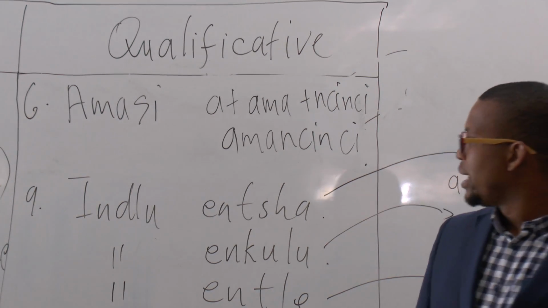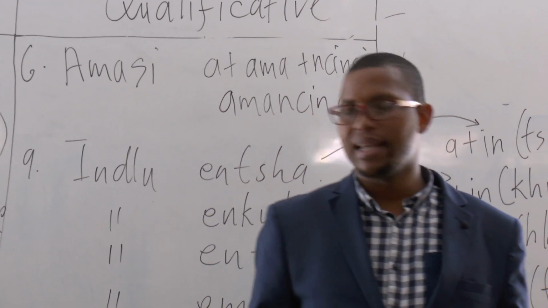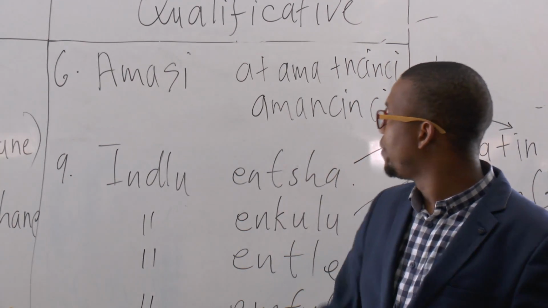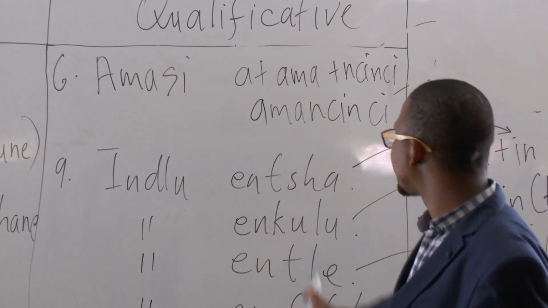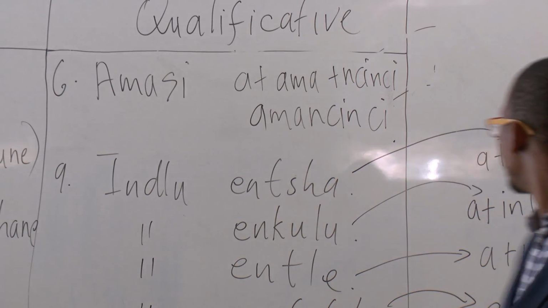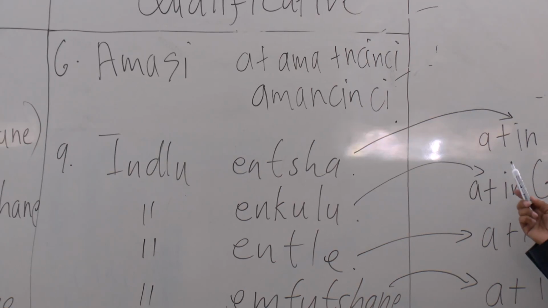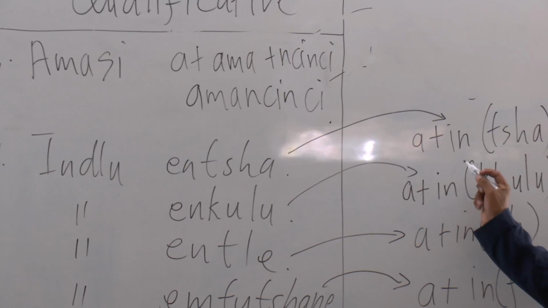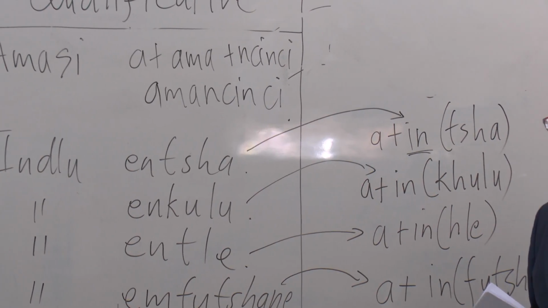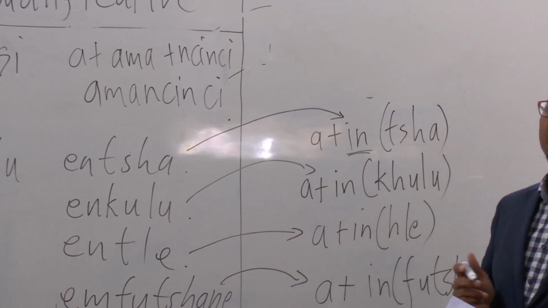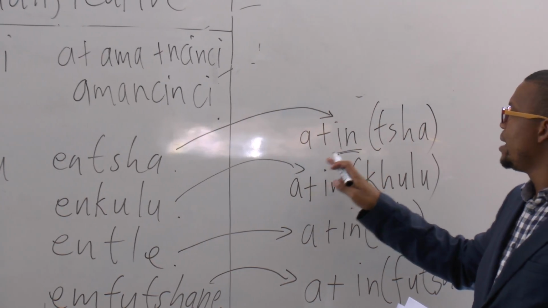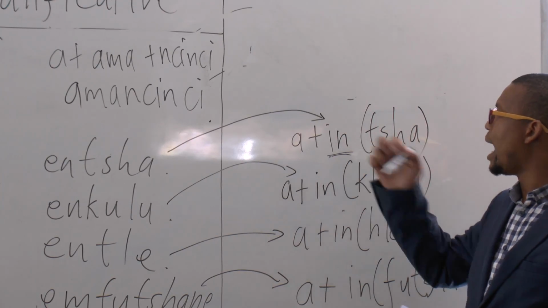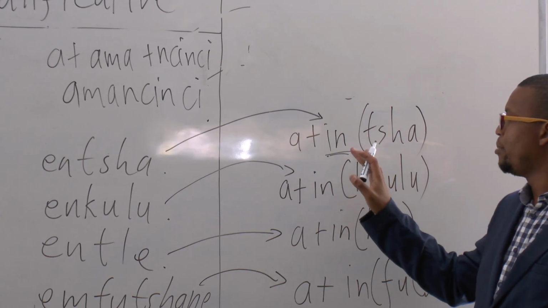Okay, the next one. Class 9. Okay, in the case of class 9 now, when it's used as a qualificative, indlu entsha, a small house. As you can see here, a small house, indlu entsha. Then it's affirmative A plus in, the prefix of class 9, plus the adjective itself. Then A plus I gives us E. Then we get indlu entsha. Okay, there are no changes that take place here.